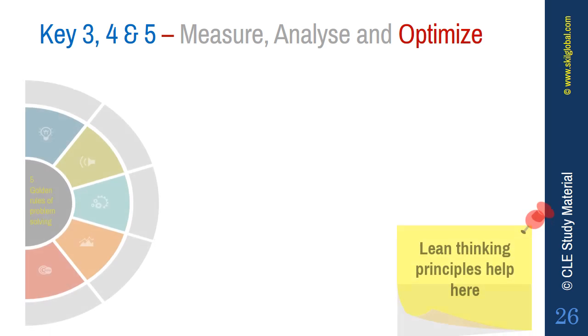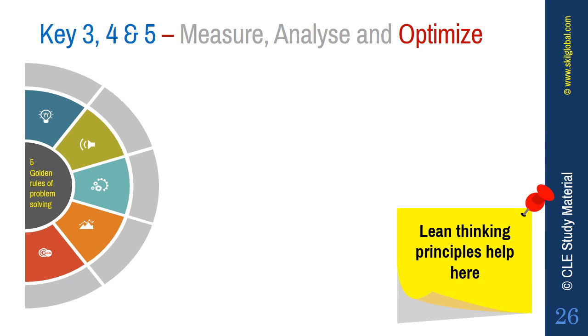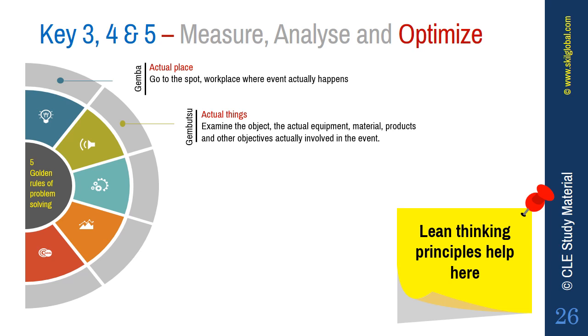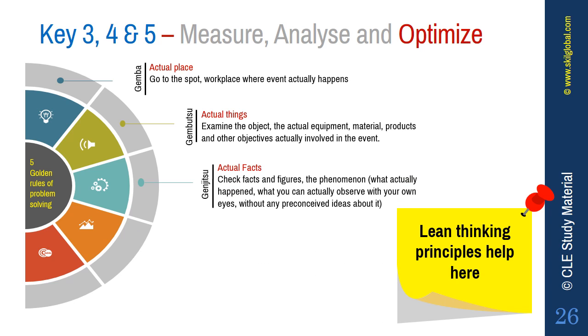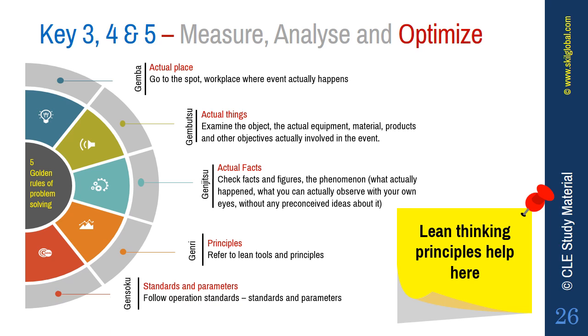According to Lean thinking, there are 5 golden rules to solve any problem. Go to the actual workplace, where the work takes place. Examine the object, equipment, material, products, and other objects involved in the event. Check facts and figures, and the phenomenon. Refer to various Lean tools and principles, and how they can help. After you discover the problems and their solutions, set and follow standard operating standards.